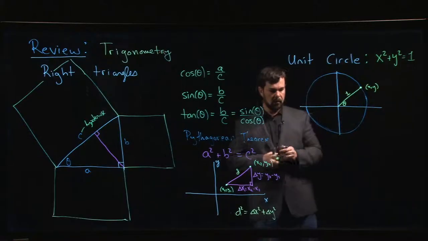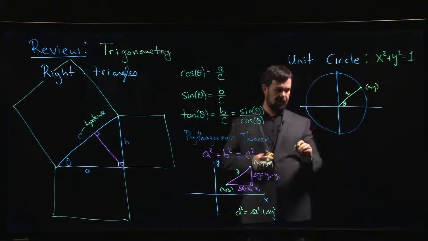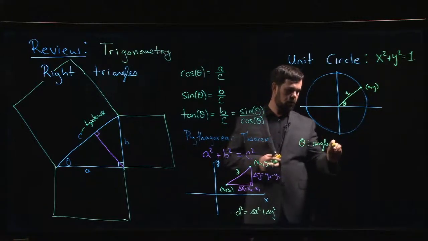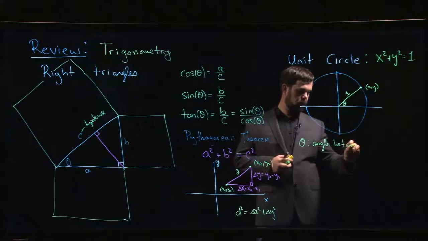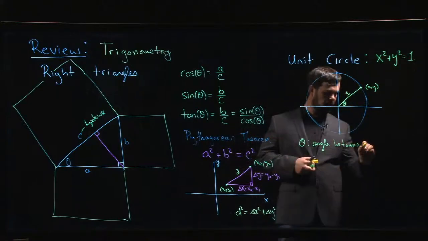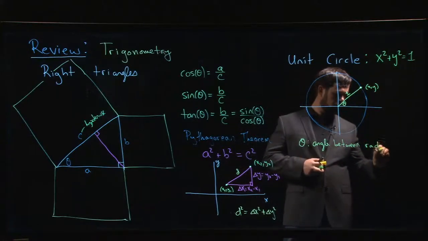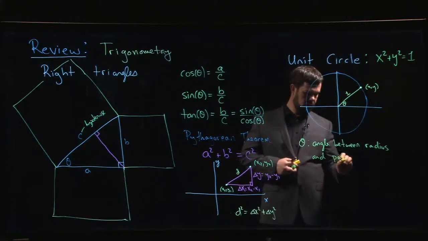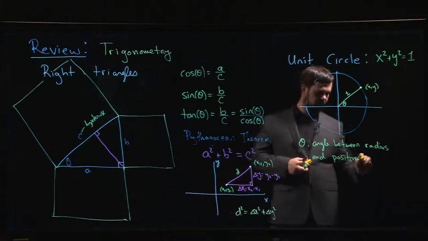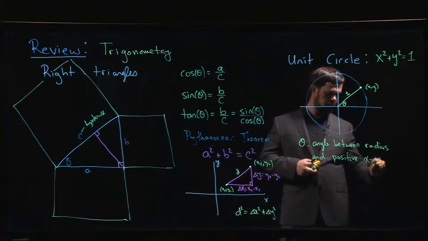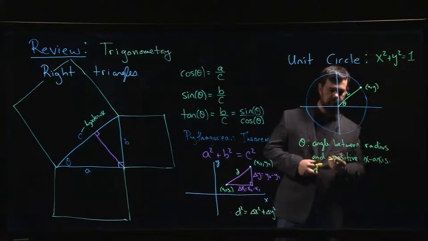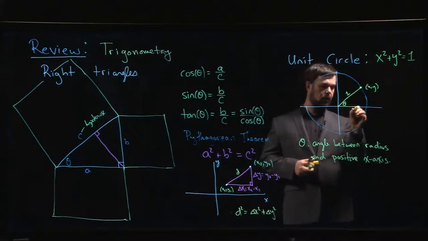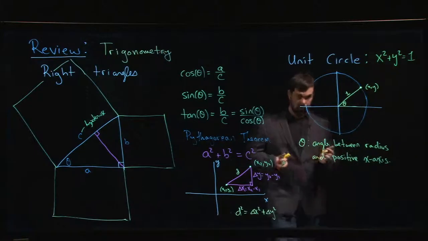And this angle theta that we see here is the angle between this radius that I've drawn and the positive x-axis. Okay? So we can maybe pencil that in. Okay? So it's that angle.